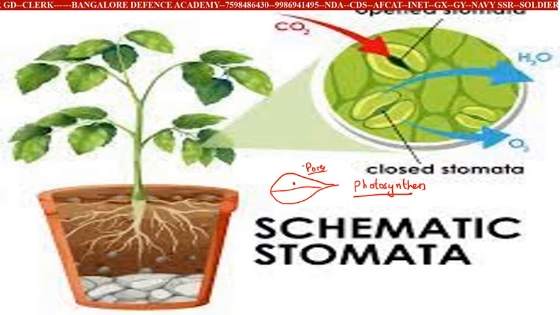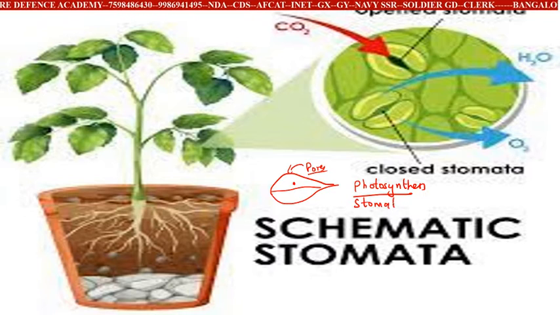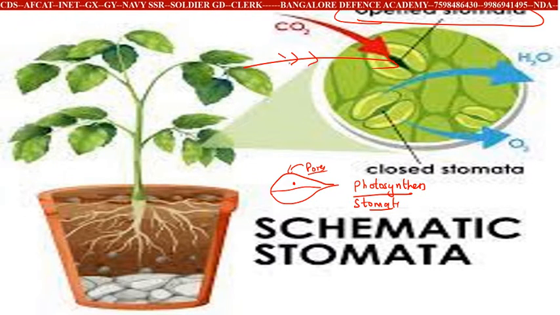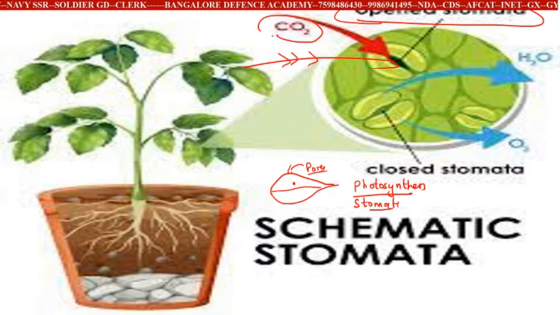So what is that pore called? It is called stomata. So now here you can see stomata, and here there is a small hole on the top, and this small hole is called a stoma. The atmospheric air contains CO2, and the CO2 is going to go in.